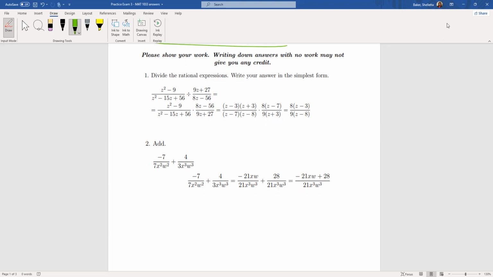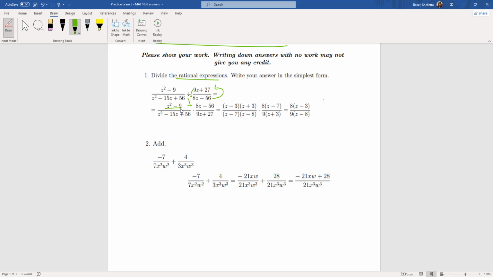For number 1, what we notice is that we have a dividing of rational expressions. Remember, when you divide, it's the same thing as multiplying by the reciprocal. So we're eventually going to change that operation to multiplication. And we also take the reciprocal of the fraction on the right. Now, before you do that, you want to factor.